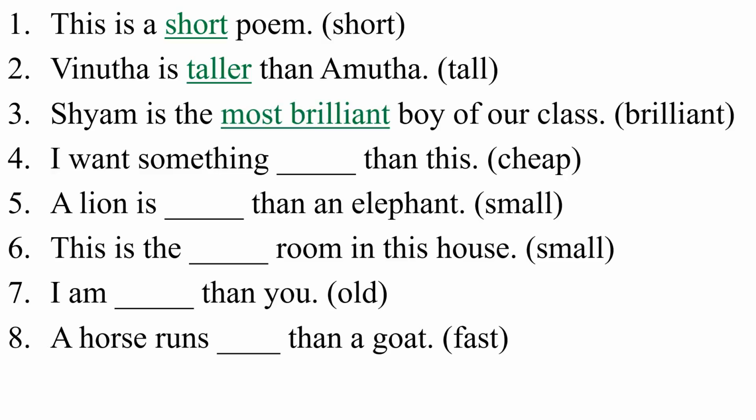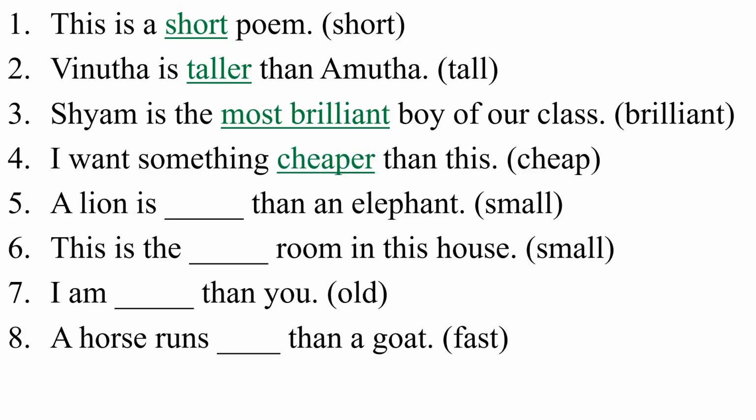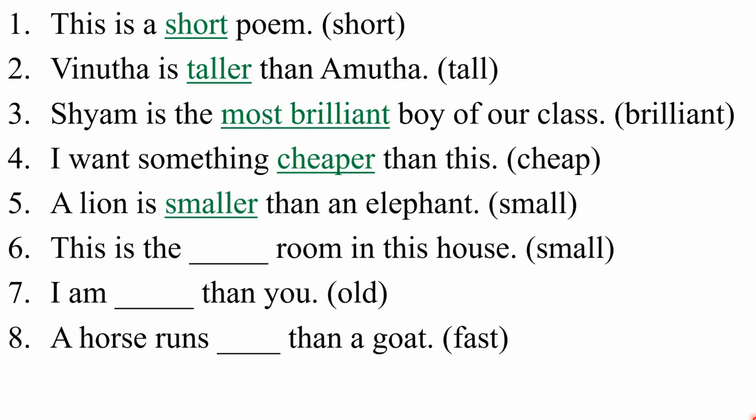The fourth is I want something dash than this, and the adjective is cheap. Here we will fill comparative degree cheaper. Next is a lion is dash than an elephant, and the adjective is small. Here also the comparison is made between whom? Between the lion and the elephant. तो यहाँ हम कौन सा डिग्री फिल करेंगे? Comparative degree. तो यहाँ we will fill smaller.